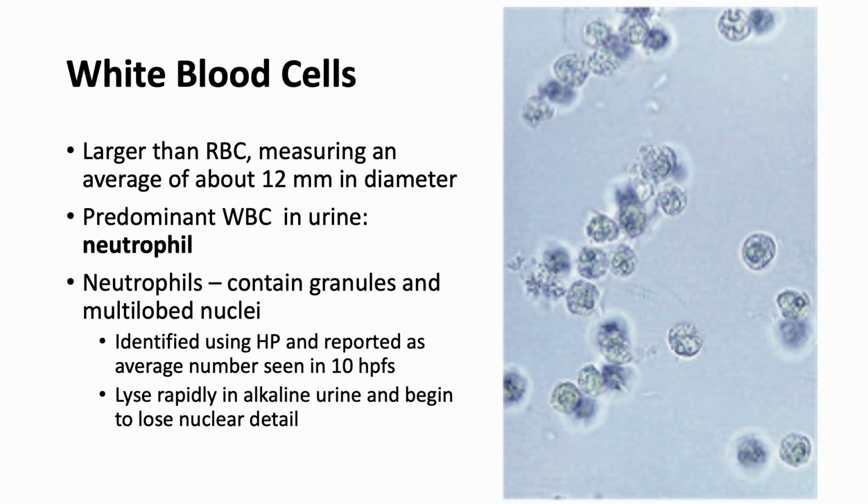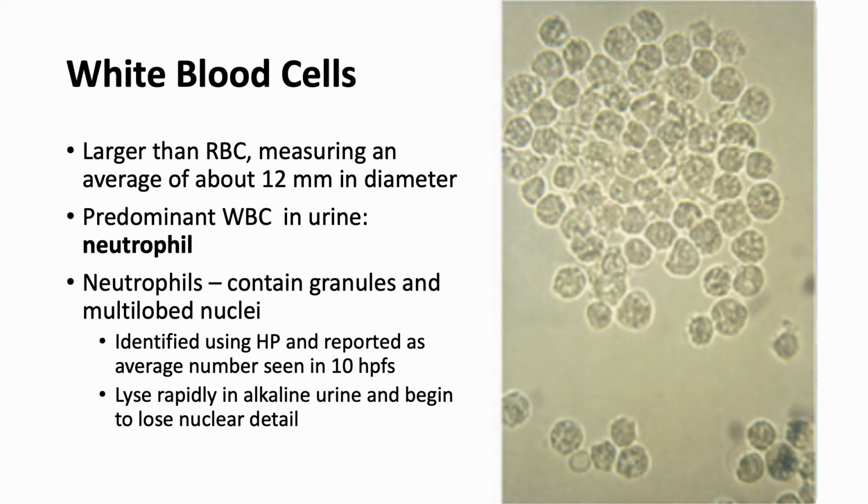They lyse rapidly in alkaline urine and begin to lose their nuclear details. In an unstained urine sediment, they can typically appear as round granular cells, which are about 1.5 to 2 times the diameter of red cells. So again, let's note the multilobation of the nuclei when identifiable on the WBCs. And here we see a clump of WBC that is different from the WBC cast.